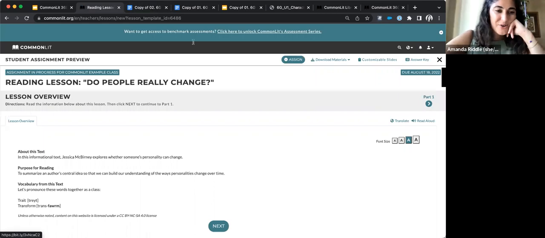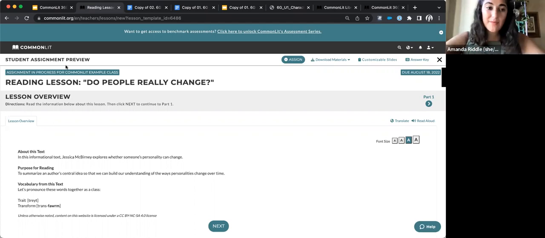Perfect. So here I am at my student assignment preview. So everything I'm seeing now is what my students would see, well, at least below this bar, what my students would see if I assigned it to them. You'll see there's a lesson overview. We give them a purpose for reading. We call out the high impact vocab they're going to be learning. But at the top, I have my 2 assignment options.